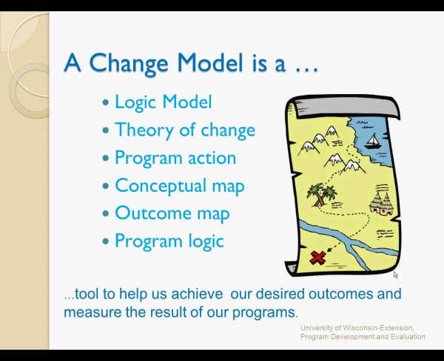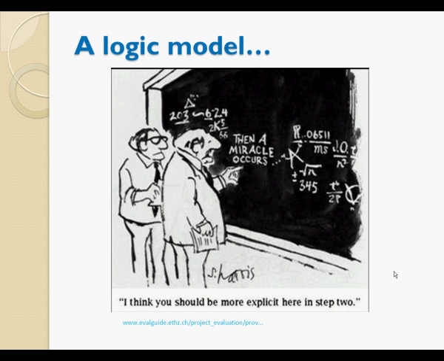A change model can be called many different things. Some people call it a logic model, a theory of change, and an M&E framework. Different names, but basically the same essential tool. Basically, a change model or a logic model is an instrument that helps us to critically think through using our available resources to get to the desired results. So a map to how we are going to get from where we are to where we want to be.